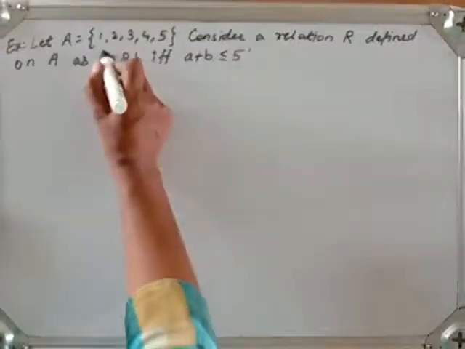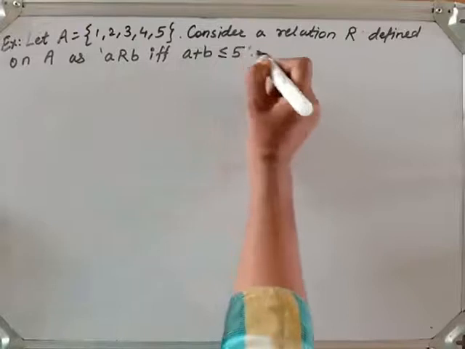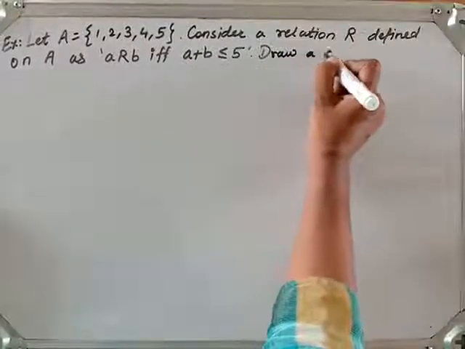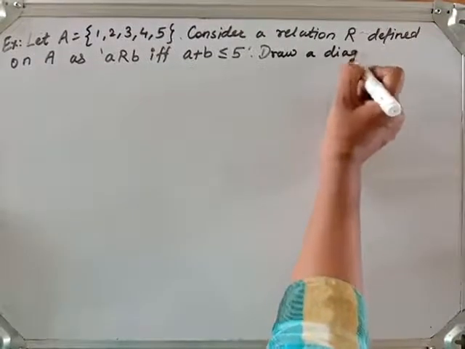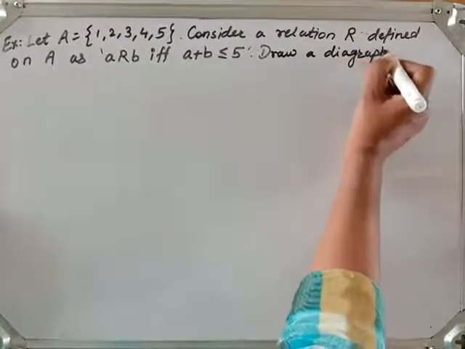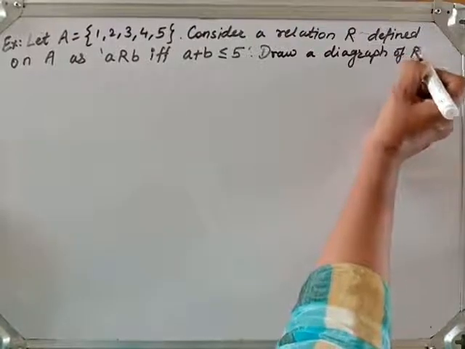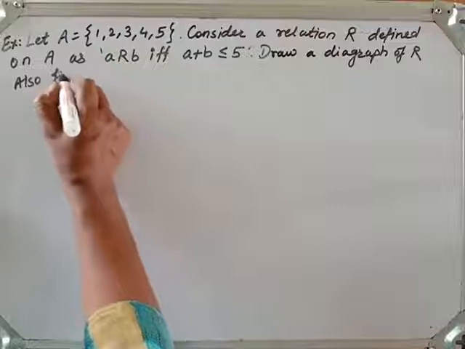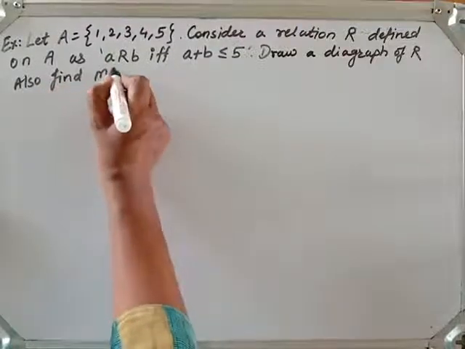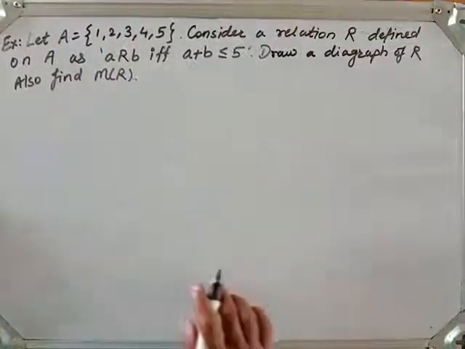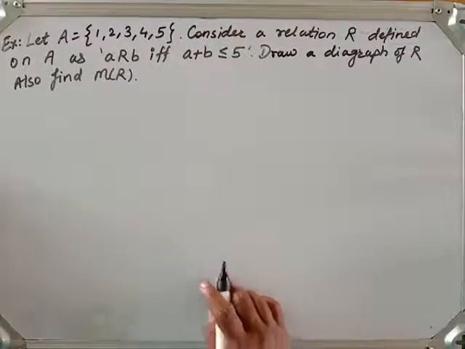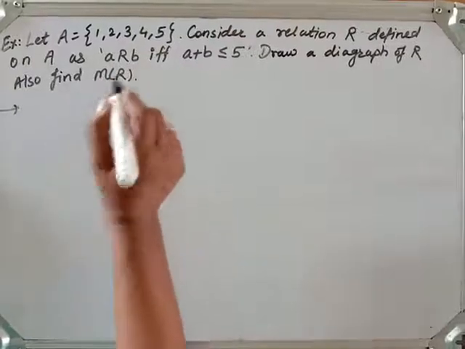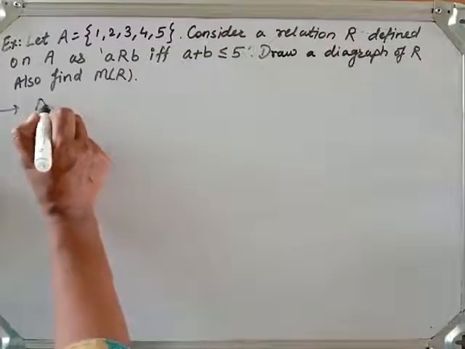So now this is a relation, suppose. Now the question is: draw a digraph of R. Also find the matrix for R. So now let us write down first the relation. Let us find out what the relation is first.